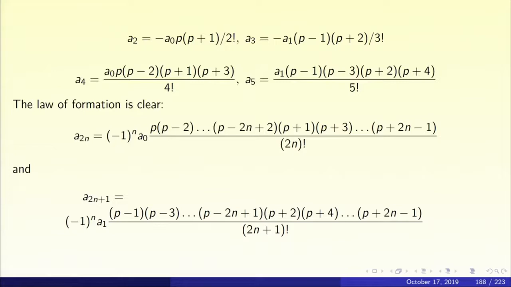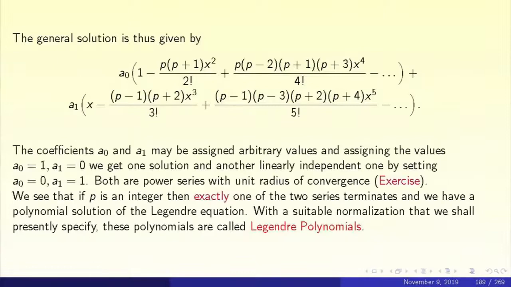What about the odd ones? a_{2n+1} equal to again minus 1 to the power n, a1 will appear, (p-1)(p-3) etc. (p-2n+1), and then (p+2)(p+4) etc. (p+2n), upon (2n+1) factorial in the denominator. Okay. So we got these two formulas, and now the general solution is you put in all these things together.